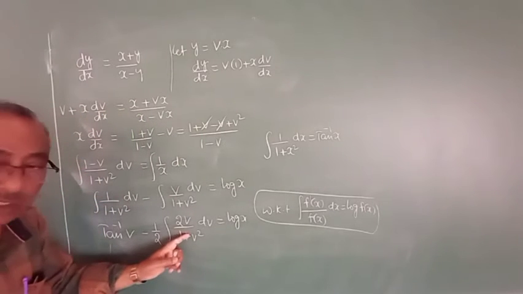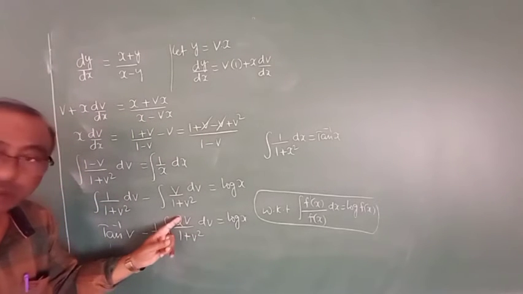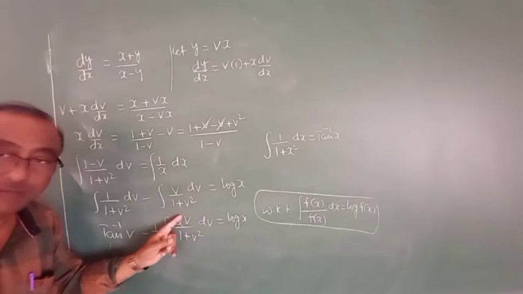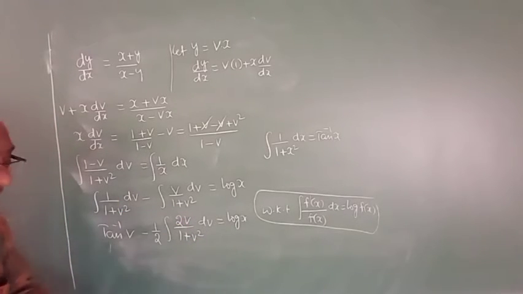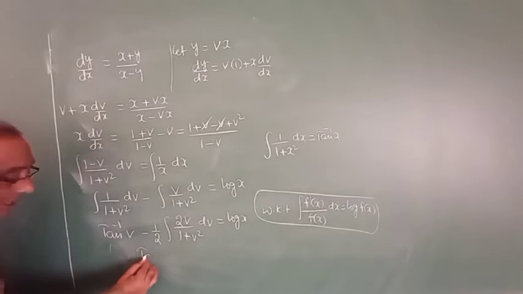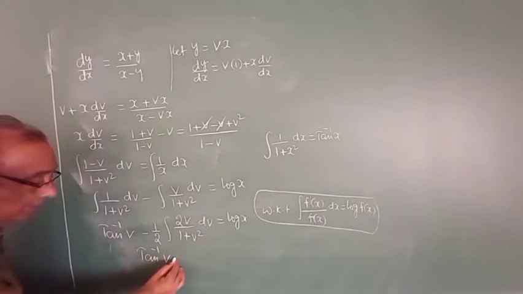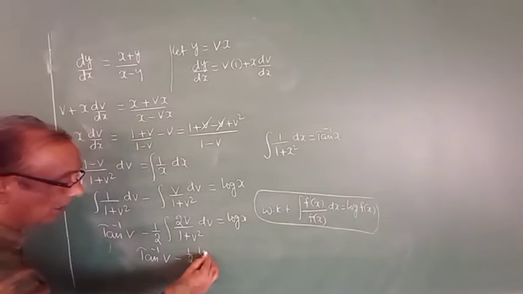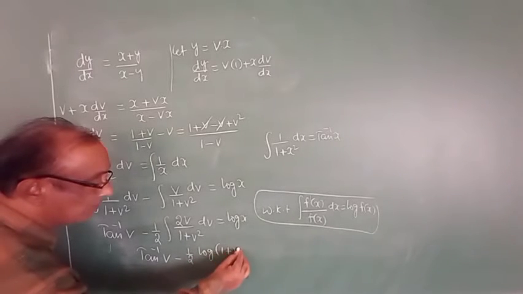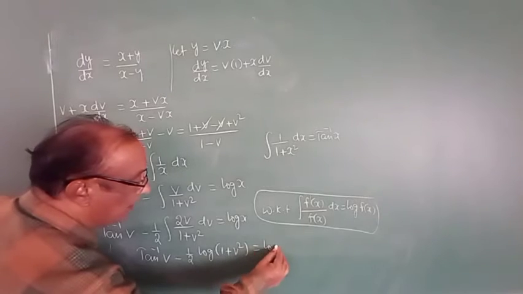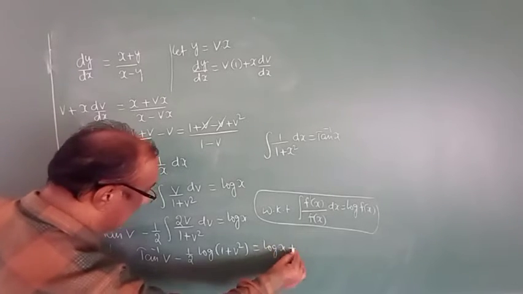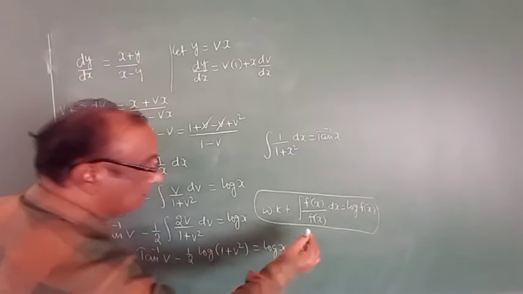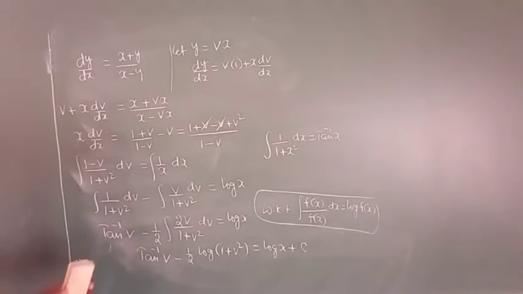So 1 plus v square: the derivative of 1 is 0, and the derivative of v square is 2v. f dash x by f of x gives log of, write down everyone, tan inverse of v minus 1 by 2 log of 1 plus v square is equal to log x plus the integral constant c. Right. Now simplify the log terms on one side and simplify everyone.